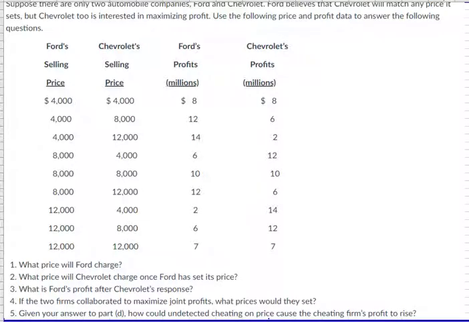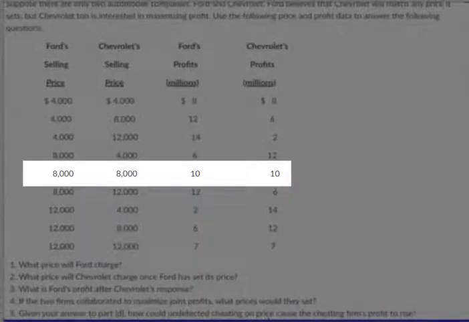You see it? If Ford believes the matching, the only logical thing for Ford to do to maximize profits is to charge $8,000. If you're going, I don't get it.